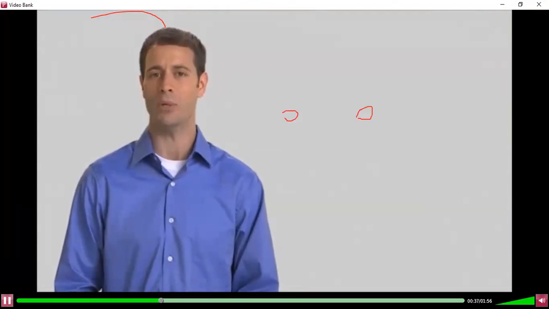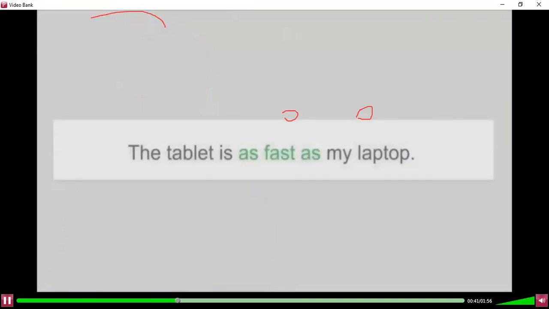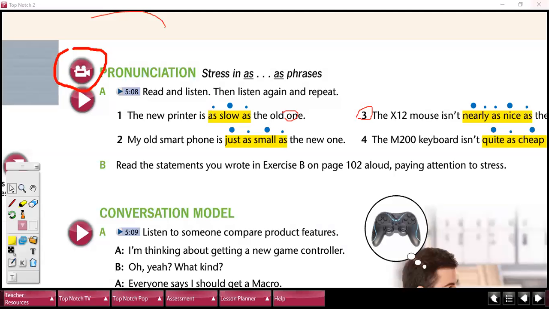My computer isn't nearly as fast as yours. Listen to these examples. Notice the stress in the phrases with as. Again, the tablet is as fast as my laptop. The tablet is as fast as my laptop.